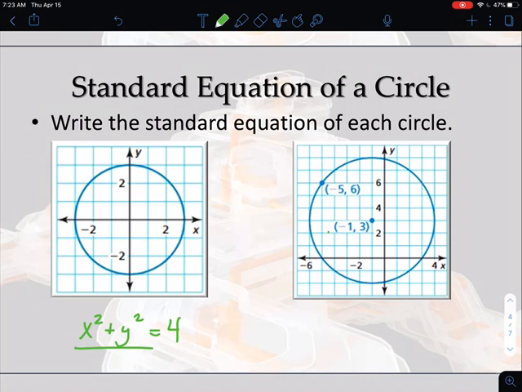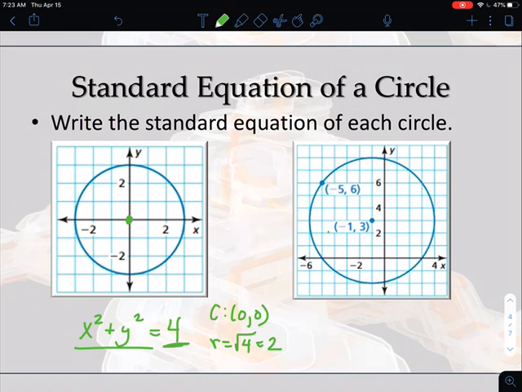So x squared plus y squared equals 4. Now the x squared plus y squared means the center is at 0, 0. So I plot that point. I'm right at the origin there. And then the 4 tells me that r is the square root of 4, which is just 2.